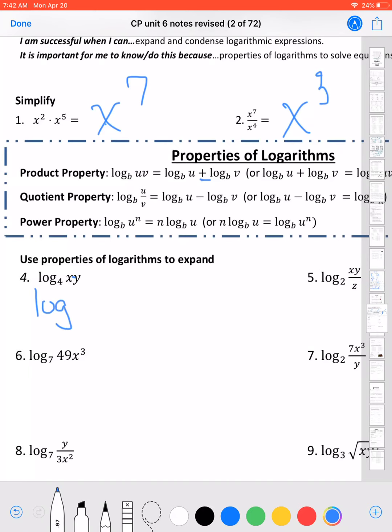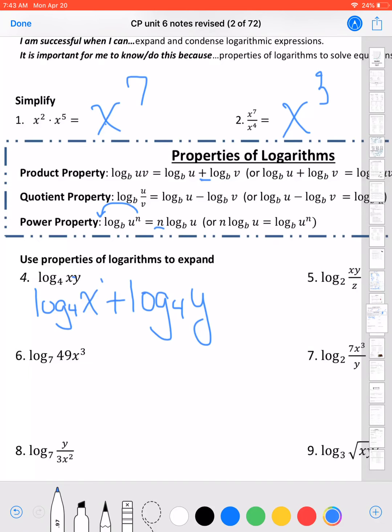Log base 4 of x. We're going to put a plus in between. Log base 4 of y. Double check: no exponents. Say if it was x squared, the 2 would just fall to the front, which is what it shows here. Powers just fall to the front. And that's why it became in the front. Nothing else. That one's essentially done.